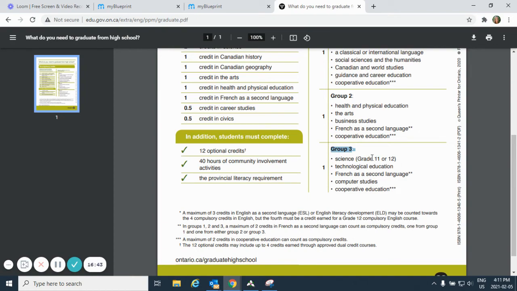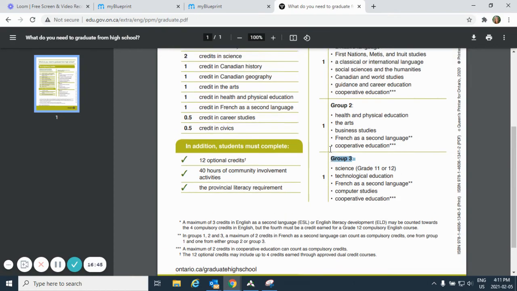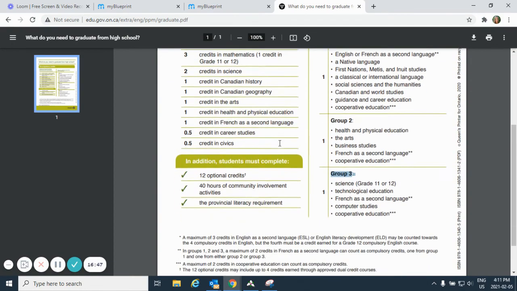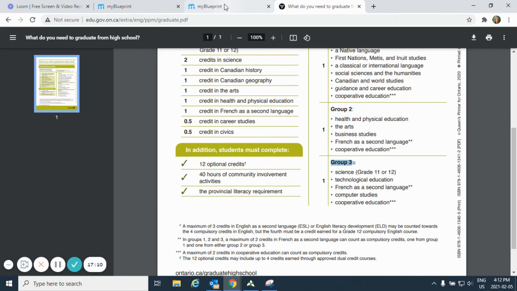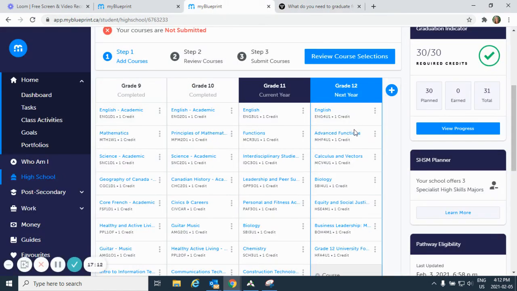And then after you have satisfied your requirements for 18 compulsory credits, you will make sure that you have completed your 12 optional credits. These are the elective credits and the credits that are of interest to you. Remember, by the time you graduate, you have to complete your 40 hours of volunteering and pass the literacy test. So let's hop back to our plan.